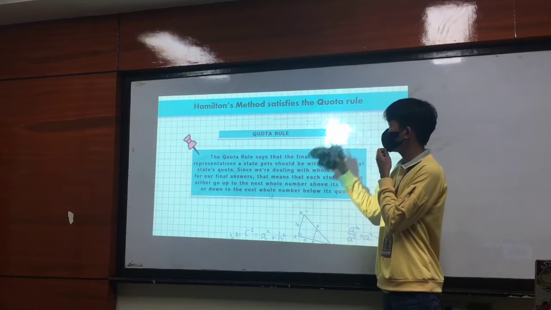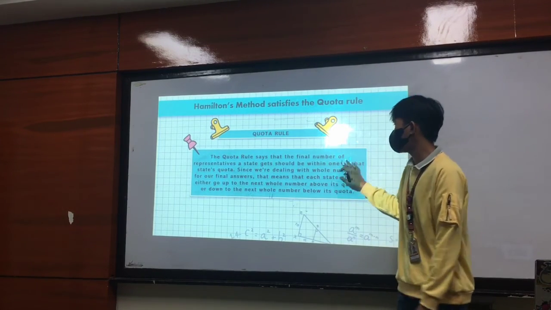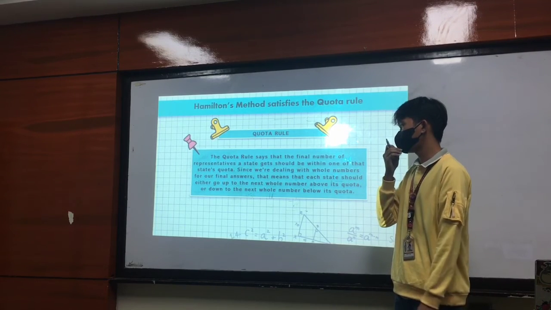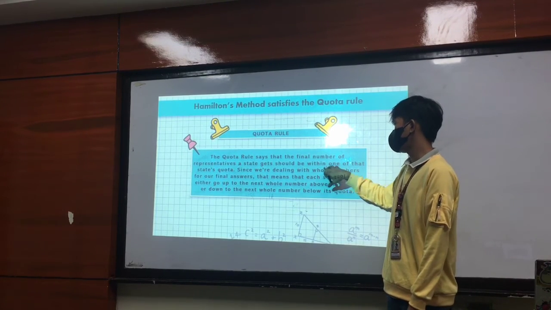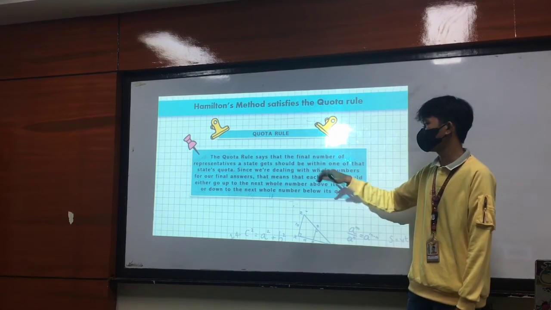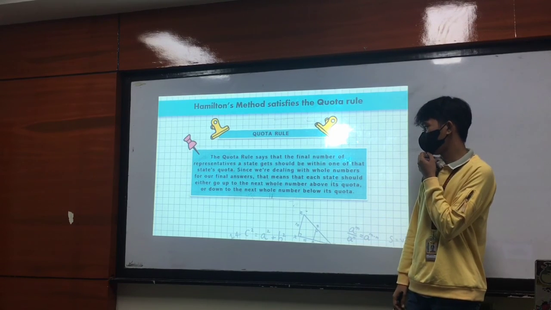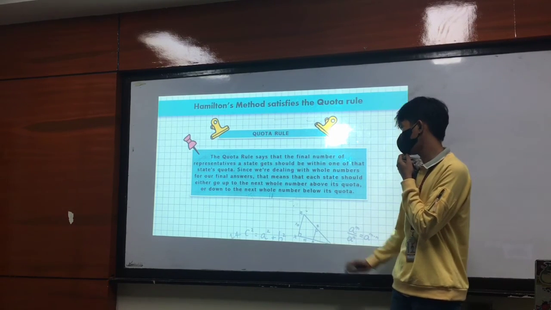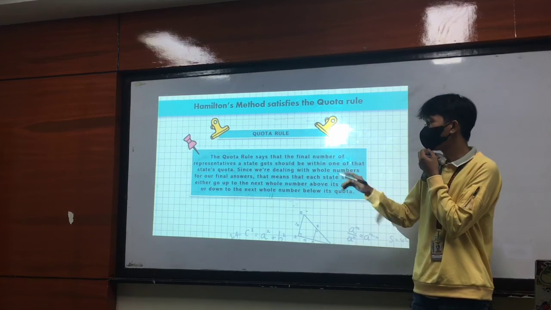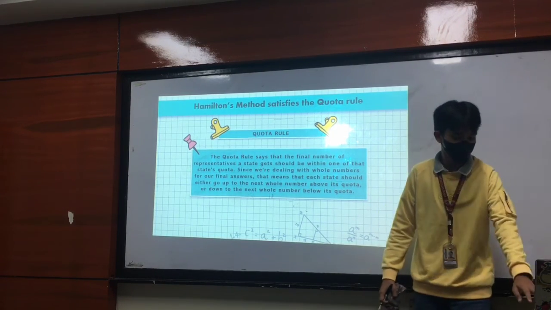Hamilton's method satisfies the quota rule. The quota rule says that the final number of representatives a state gets should be within one of that state's quota. Since we're dealing with whole numbers for our final answers, that means that each state should either go up to the next whole number above its quota, or go down to the next whole number below its quota.